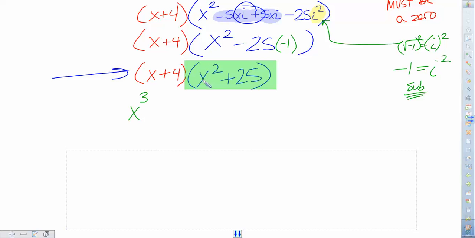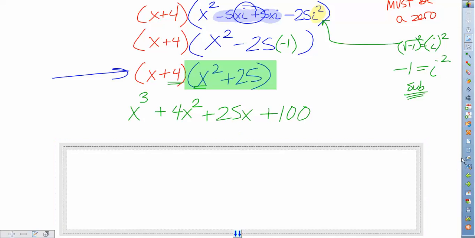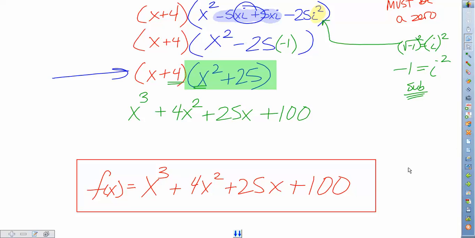And then the outer, I could do outer if I wanted to, but do you notice I would not be writing it in standard form? How about I do the inside next, and then I'd have just 4x squared. And then the outer would be 25x, and then last times last would give me 100, which is what my final answer is anyway. Look at that. Okay, so there's my final answer right there. X to the third plus 4x squared plus 25x plus 100.